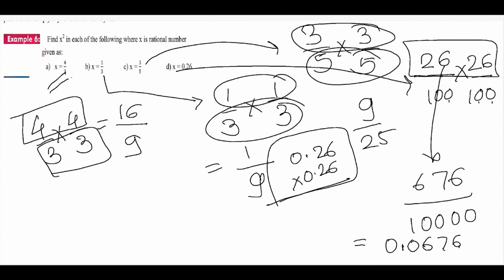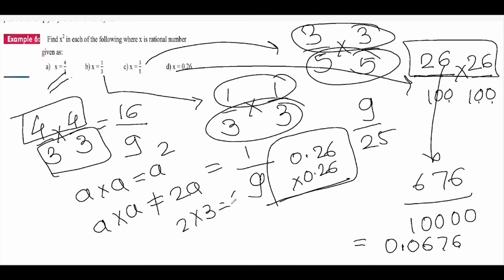Also remember, a into a is equal to a square, which means if it is 3, 3 into 3 becomes 3 square, which is 9. But a into a is not equal to 2a, which means 3 into 3 will not become 6, which is equal to 2 into 3.